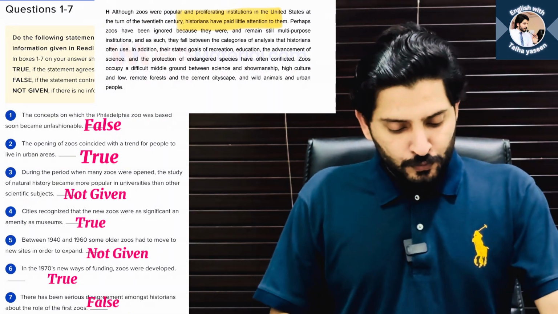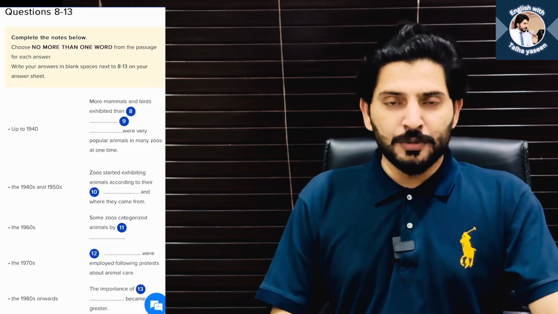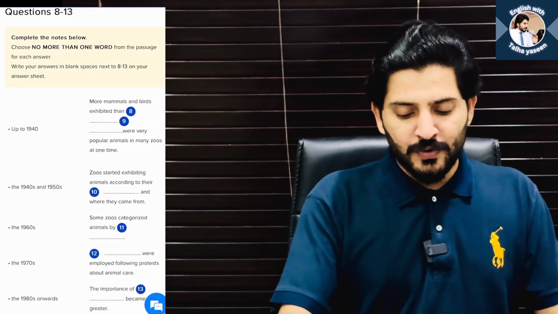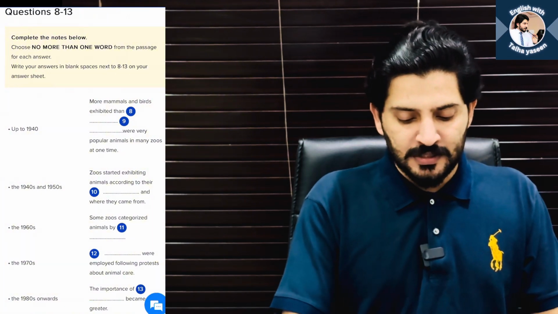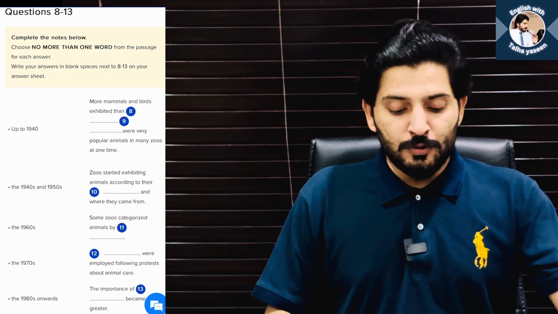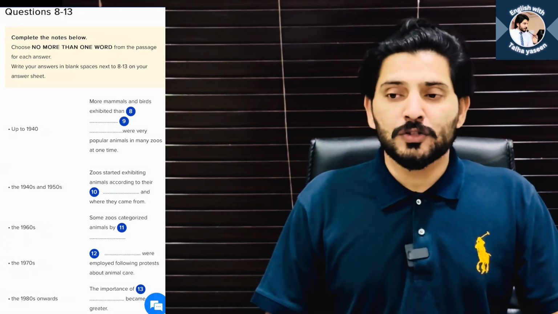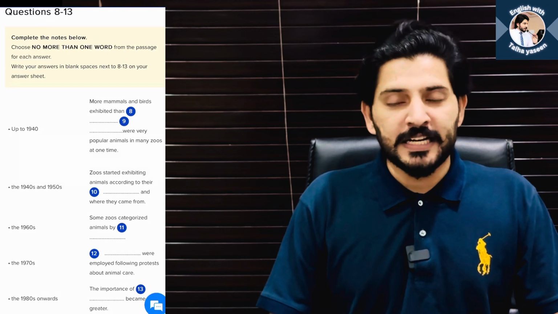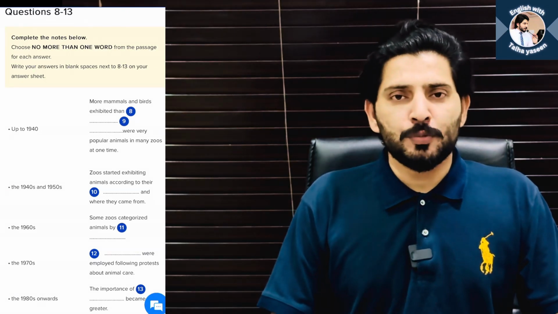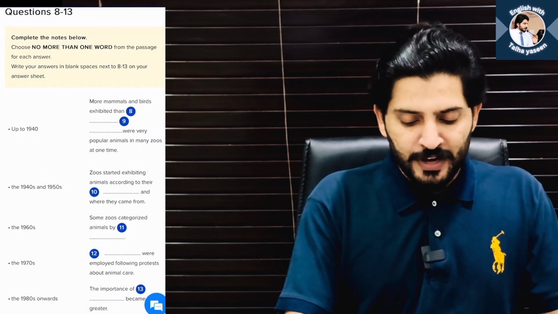This is the end of true, false, not given. Let's move on to one word only. And students, I have already told you that first of all, you have to read instructions. Choose no more than one word. If you write 2 words, your answer will be considered wrong. And in true, false, not given, sometimes students write yes, no, not given. They will also be considered wrong. So you have to read instructions very carefully.